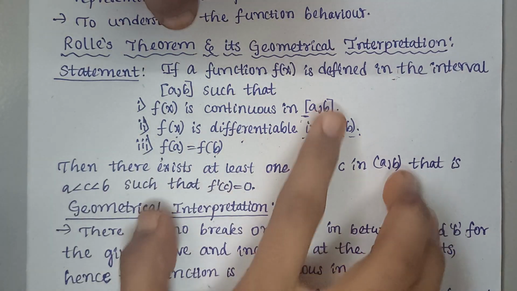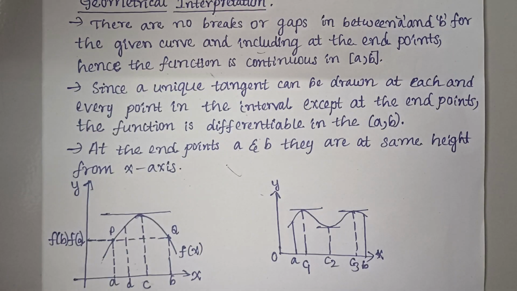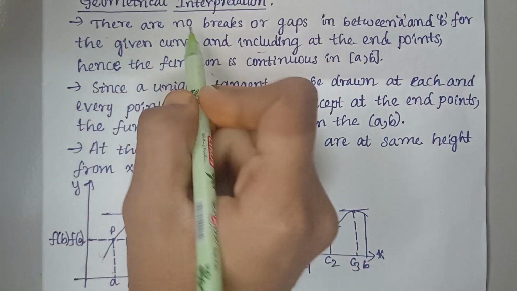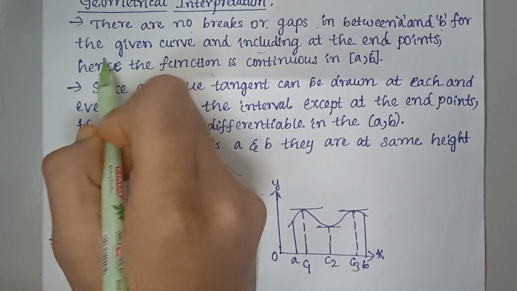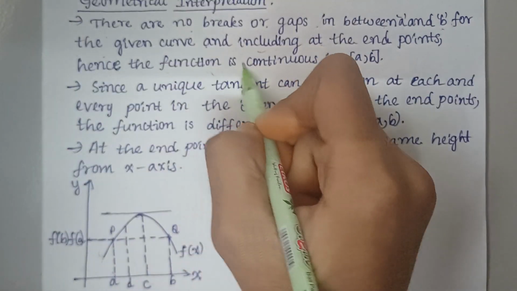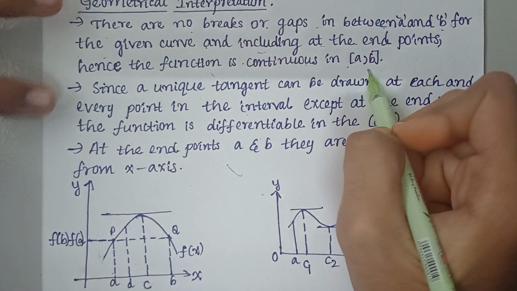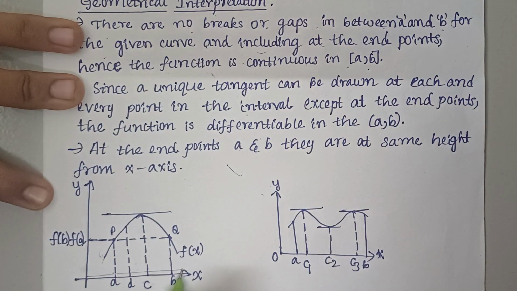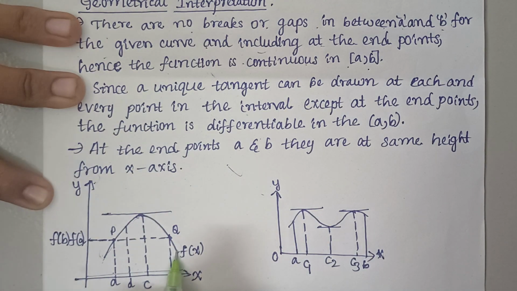Now coming to this geometrical interpretation. As you can see, this graph is a function y is equal to f of x. There are no breaks or gaps in between a and b for the given curve, including at the endpoints. Hence, the function is continuous in closed interval a comma b. What this actually means is, see, here this is your x-axis and this is your y-axis and this is your function, that is f of x.